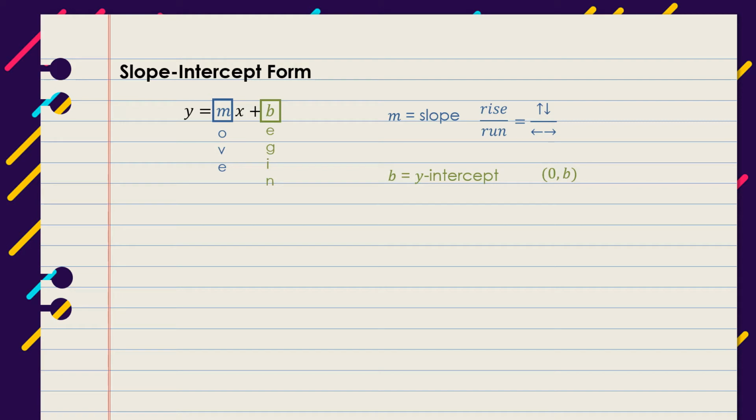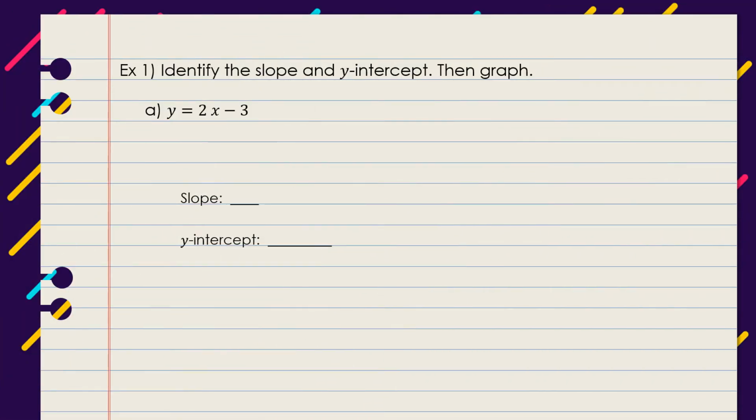Let's try an example. Example 1. Identify the slope and y-intercept, then graph. For part A, we are given y equals 2x minus 3. Notice we are given space to identify the slope and y-intercept, and then we will graph our information.